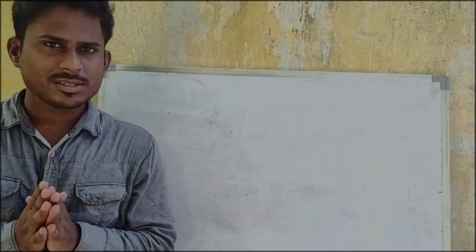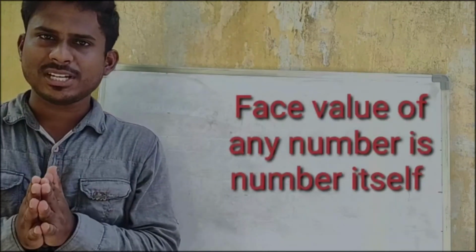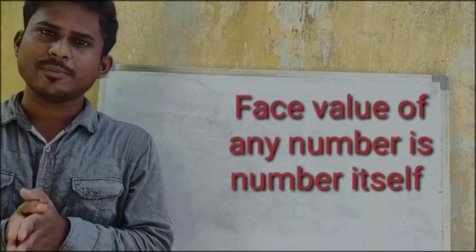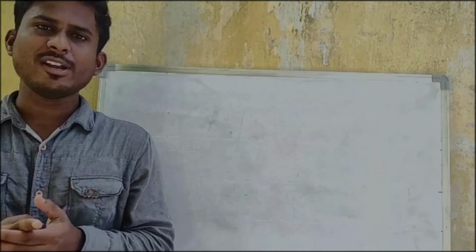Okay. Now one small question. Face value of 7 in 700. It is 7 itself. And remember always, face value never changes. Face value of a number is the number itself. The place value changes according to the place, but the face value will be the same.